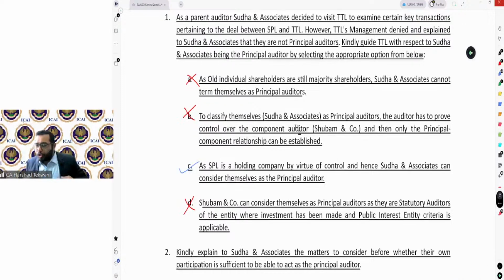I just cannot, tomorrow, declare myself, okay, I'm a principal auditor. Now I will become principal auditor. But there are certain things, as I told you in the start of the lecture, I need to consider before I term myself as a principal auditor. I need to consider a few things before I decide whether my participation is sufficient to be able to act as a principal auditor. And what are those matters that are required to be considered?